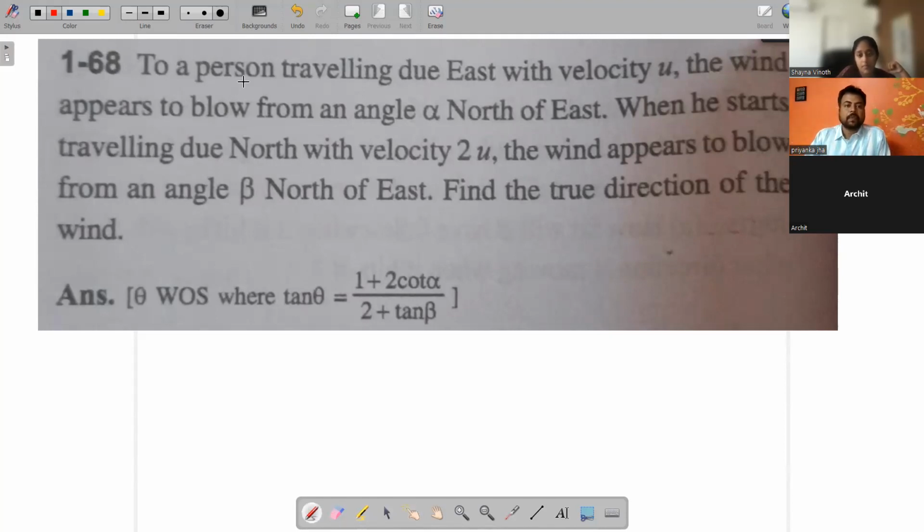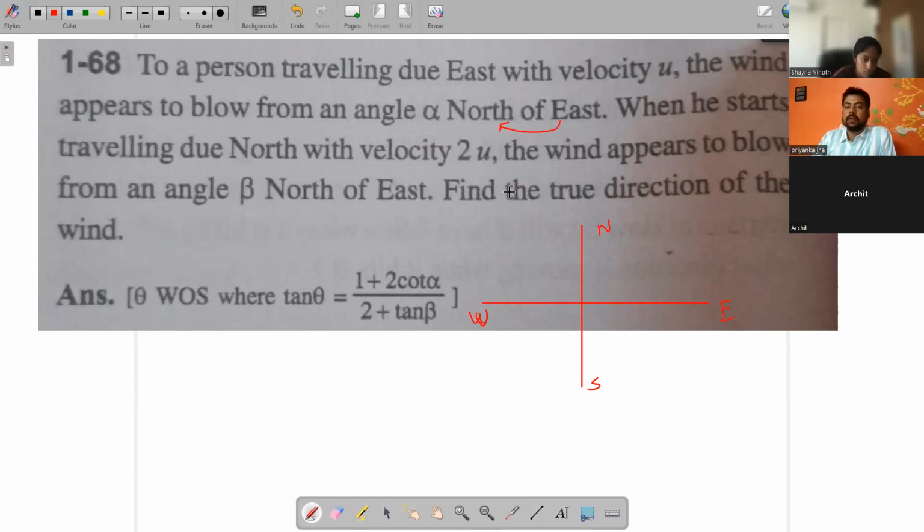Okay, let me try. But sir, looking at the answer, it looks like they're finding the angle between the resultant and one of the vectors. But okay. To a person traveling due east. See, east, west, north, south. To a person traveling due east with velocity u, the wind appears to blow from an angle alpha north of east. North of east means from east to north.